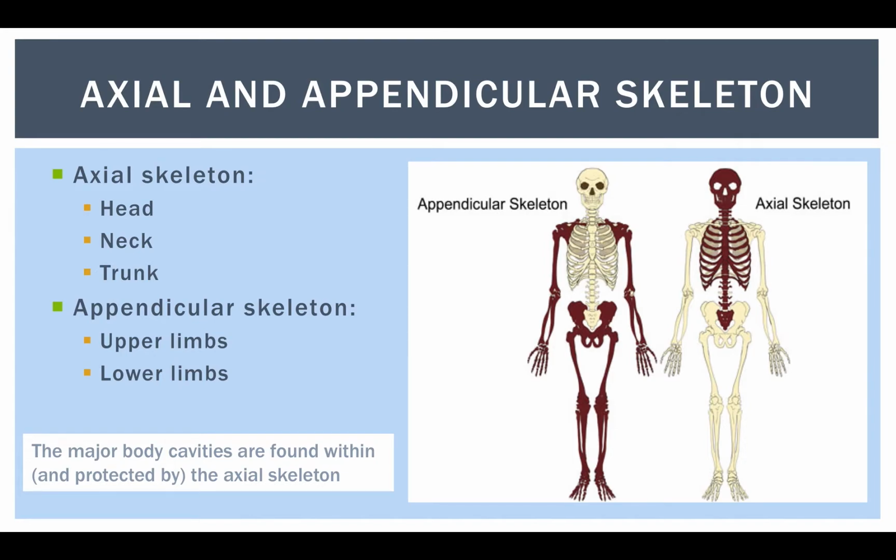The axial skeleton occurs right down the middle, or the axis, of your body. It includes your head, your neck, and your trunk, which is made up of the spine and the ribs. The appendicular skeleton is made up of your upper and lower limbs, so your arms including your shoulders and your legs including your hips. The major body cavities that we're going to talk about are found within the axial skeleton. In fact, the axial skeleton provides a good deal of protection for your major organs.